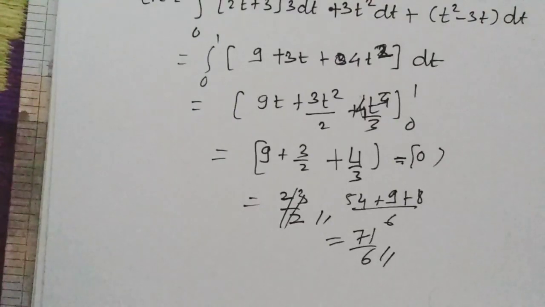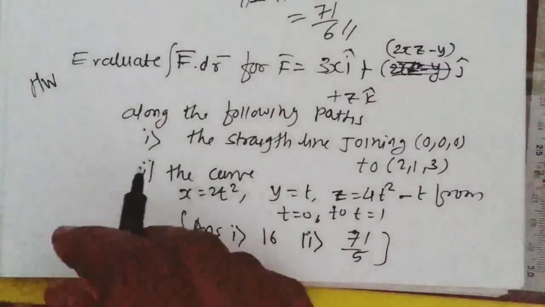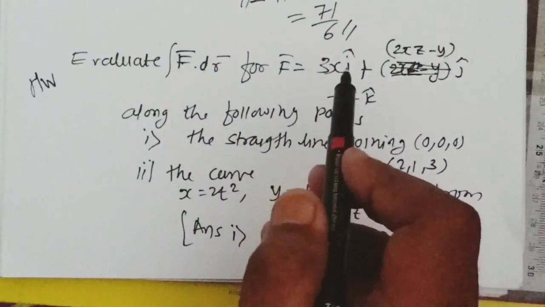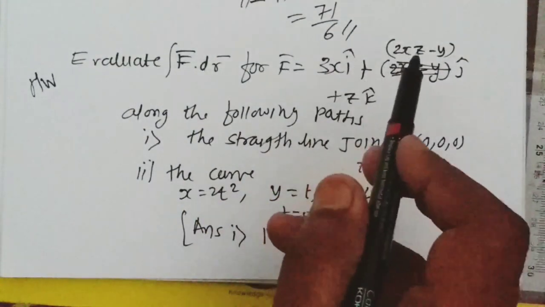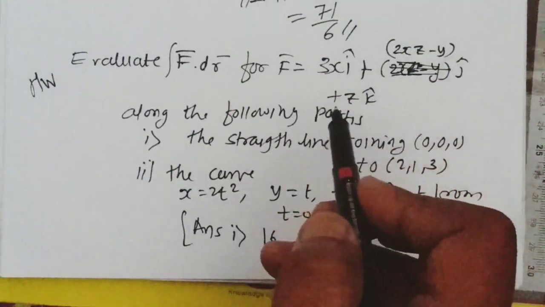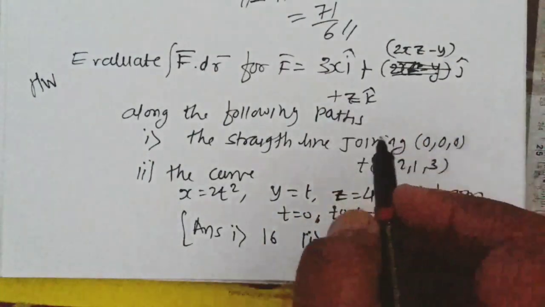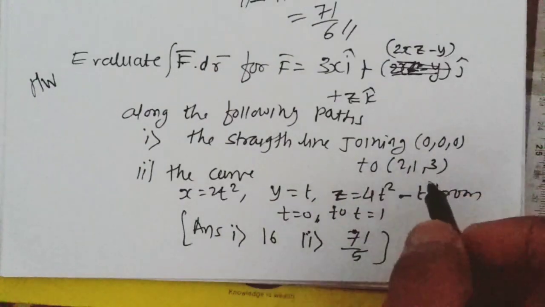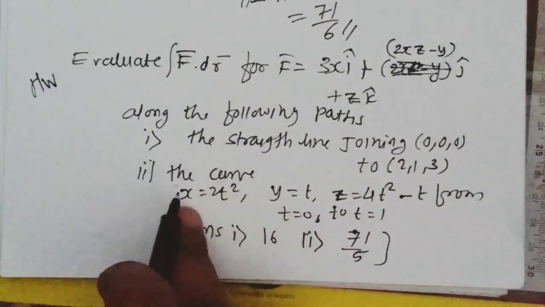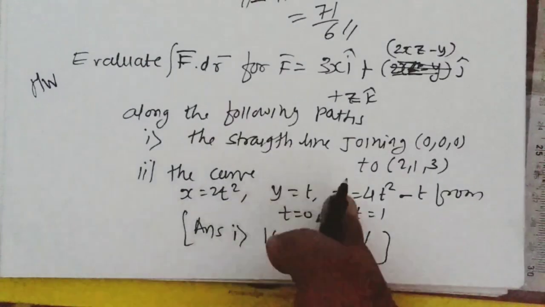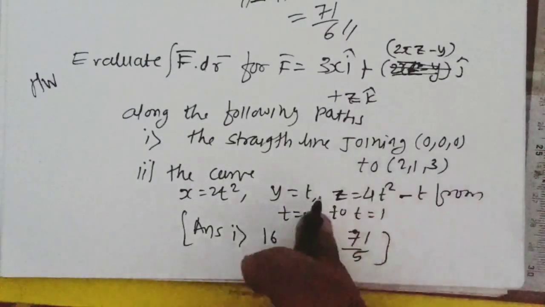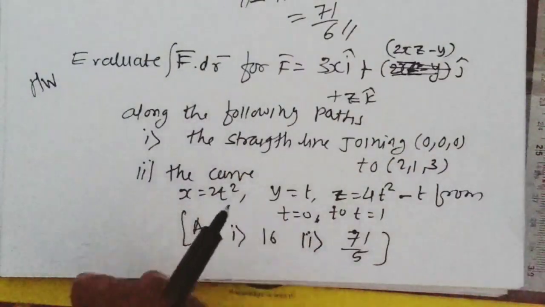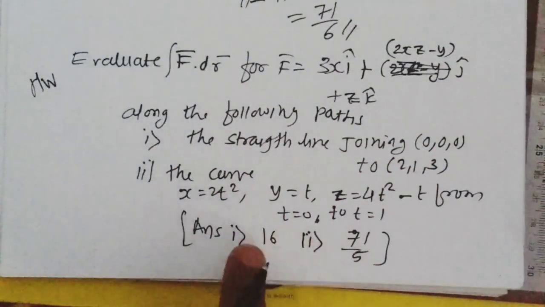A few problems for practice I will give you. This is the example for homework. Evaluate F bar dot dr bar for F bar equal to 3x i cap plus 2xz minus y j cap plus z k cap along the following paths: the straight line joining 0, 0, 0 to 2, 1, 3, and the curve x equal to 2t square, y equal to t, z equal to 4t square minus t from t equal to 0 to t equal to 1. It is like the previous example, both the paths, so try to proceed like the previous example. Answers are written here.